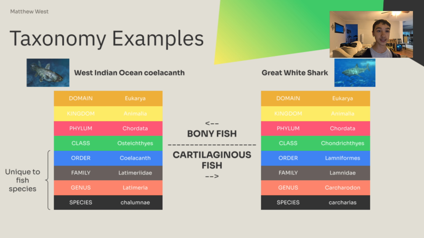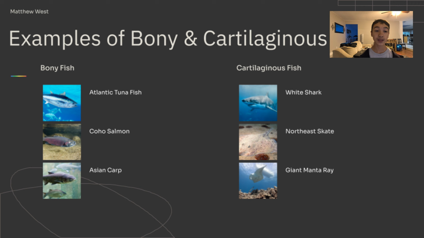Here are more examples of bony and cartilaginous fish. Bony fish contain the Atlantic tuna fish, coho salmon, and Asian carp, while cartilaginous fish include the great white shark, northeast skate, and giant manta ray. As you can see, bony fish tend to be the ones served at restaurants more than cartilaginous fish.